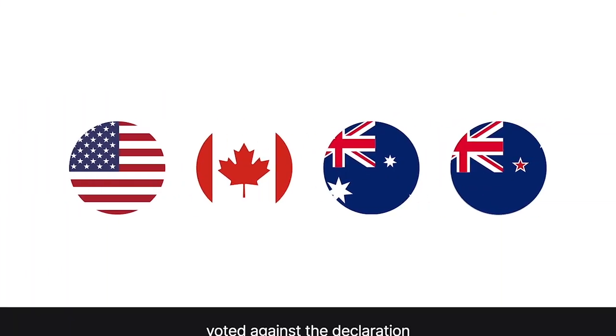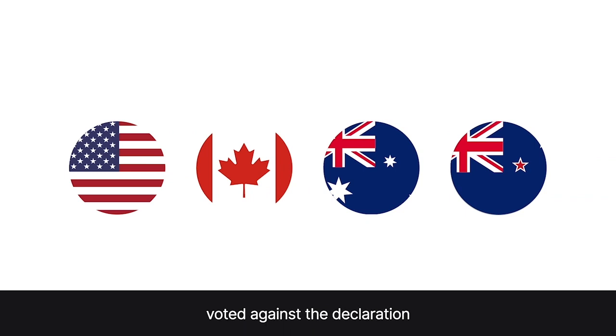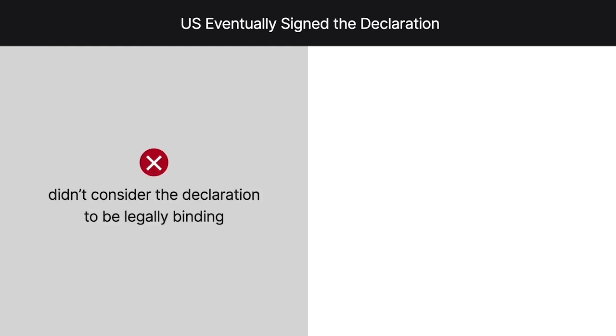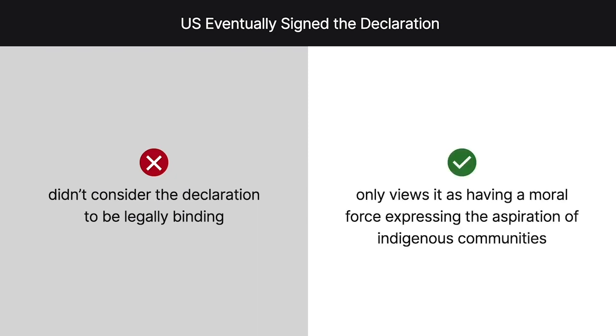The United States first voted against adopting the Declaration, along with Canada, Australia, and New Zealand, 3 countries that also have large indigenous populations. The United States eventually signed the Declaration. However, it issued a statement that it didn't consider the Declaration to be legally binding. Instead, the United States only views the Declaration as having a moral force that expresses the aspiration of indigenous communities.